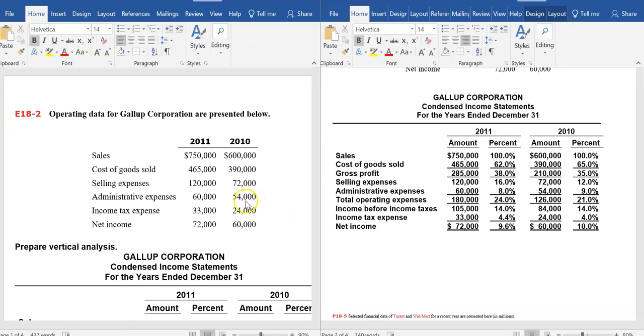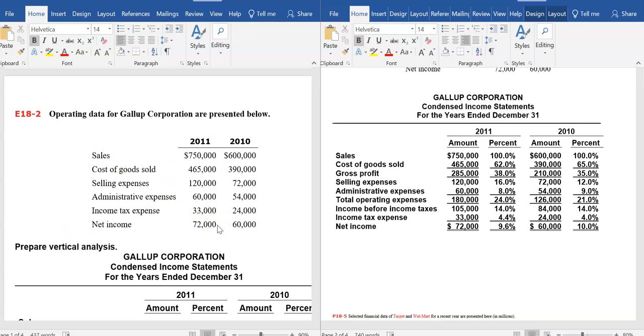In this next problem, we are going to look at another financial ratio tool or financial analysis tool, and that is using vertical analysis. So here we're working with Gallup Corporation. We are given selected items from the income statement, and I want to emphasize here, in the prior problem, we worked with horizontal analysis applied on the balance sheet. And here we are going to apply vertical analysis to the income statement.